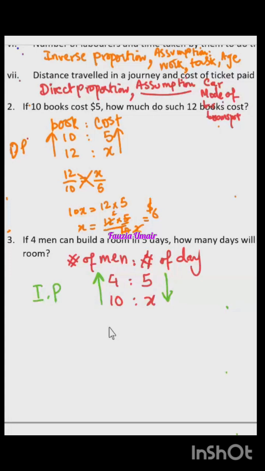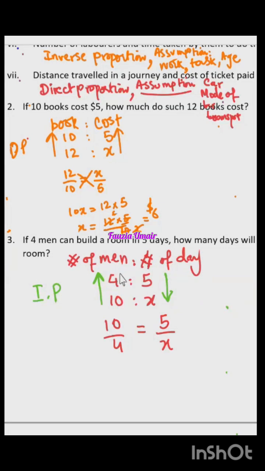Any question in the formation of the equation? This time one part of the equation is inversed, is reversed. If it is 4 by 10, the other would be x by 5. It is 10 by 4, so this would be 5 by x. Okay, I hope there is no question.